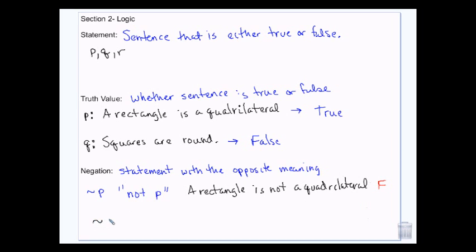And not Q would be squares are not round. And this is true. So if you have a statement that's true, the negation becomes false. If you have a statement that's false, the negation becomes true. So negations are opposite meaning, opposite truth value.